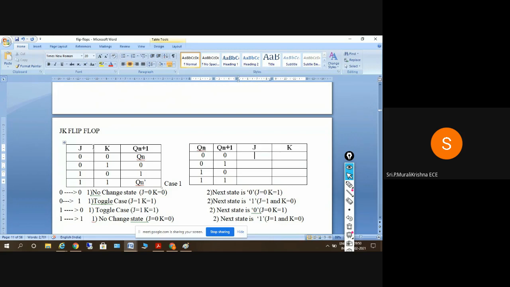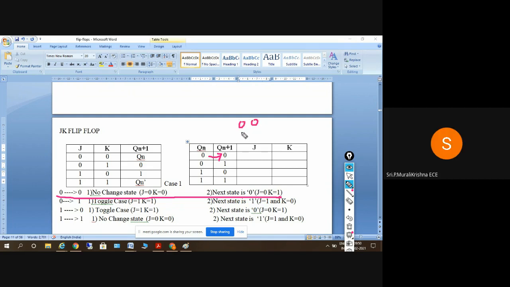Okay, so you can check here. What is the first case here? 0 to 0. We'll be drawing two conclusions here. What is the first conclusion? No change state, and the next state is 0. When there is a no change state, the values of J and K are 0 0, and the next state is 0. Yes, 0 0 is a no change state.